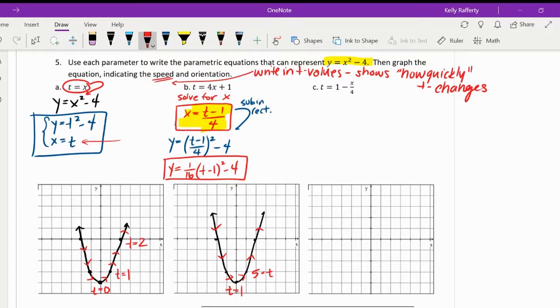All right, so try out that last example, writing your 2 parametric equations and writing in the t values and the orientation on your graph.